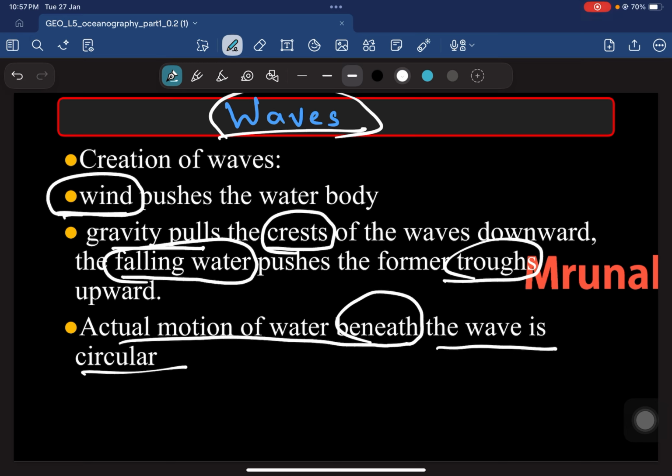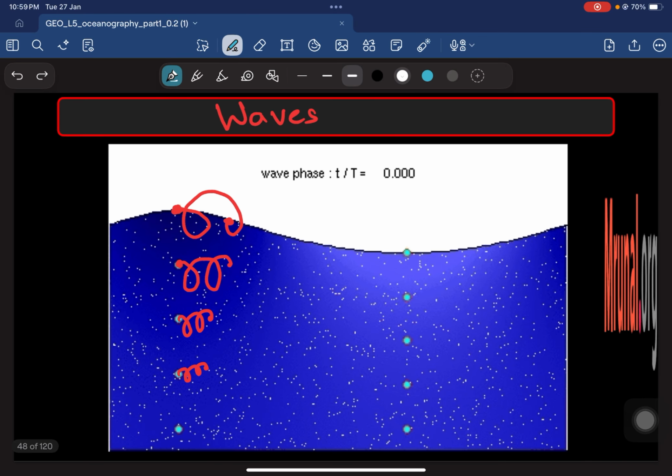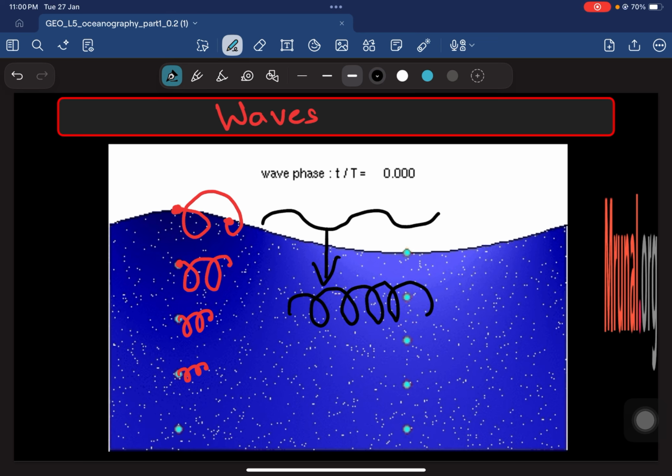Actual motion of water beneath the wave is circular. Means actual motion of water deep in the ocean will be in the form of circles, not in the form of waves. Okay, how is it? See here. Actual motion of water beneath the wave is circular. If the wave is like this, then at the bottom of the wave, the water will move in a circular way like this. Beneath, deep in the waves, water will move in a circular shape like this.